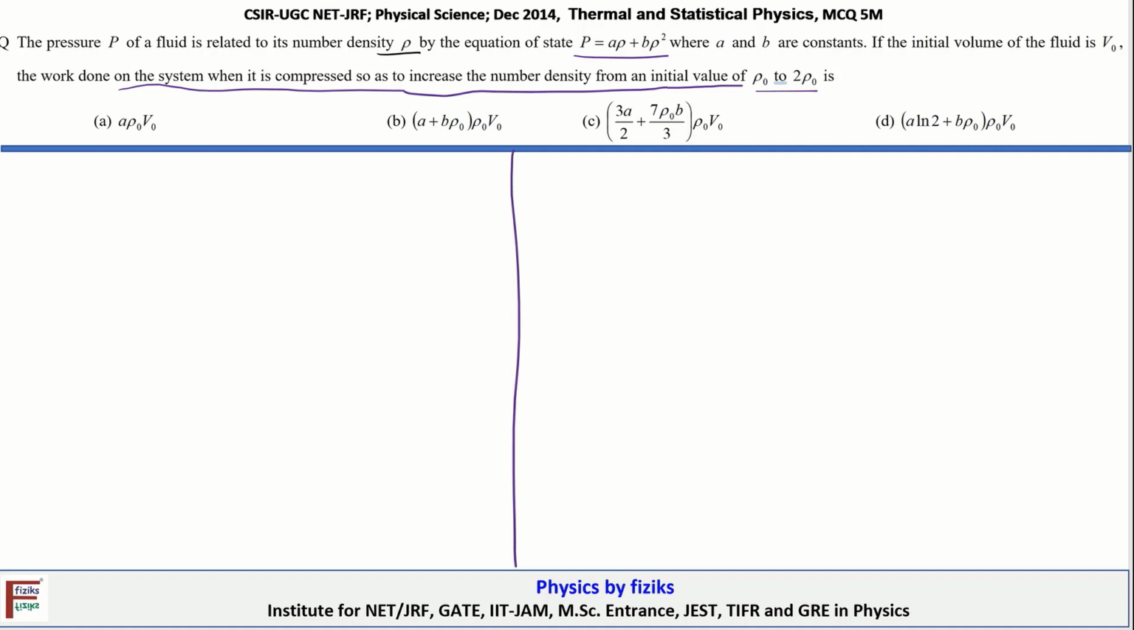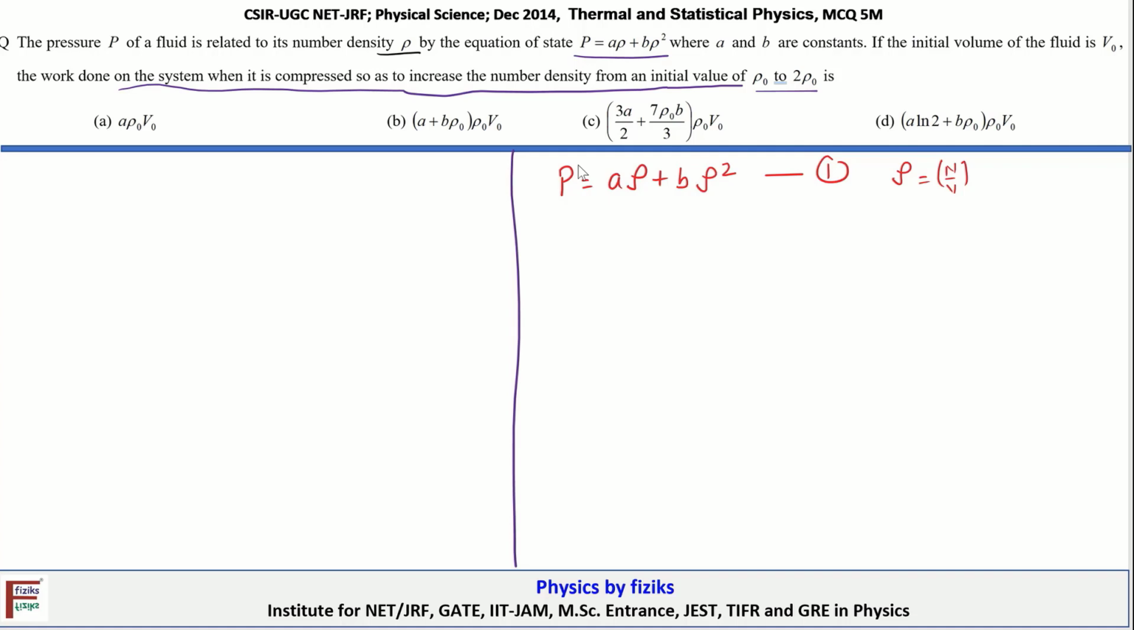So first of all, let's try to write the equation of state, which is given as P equal to A rho plus B rho square, where A and B are given to be constants and rho is the number density. So rho is equal to the number density, n by V basically, in general.